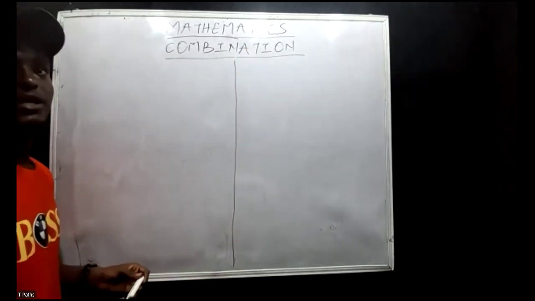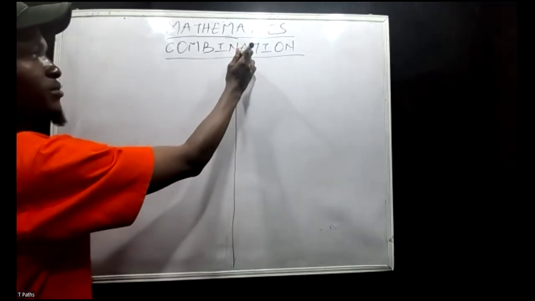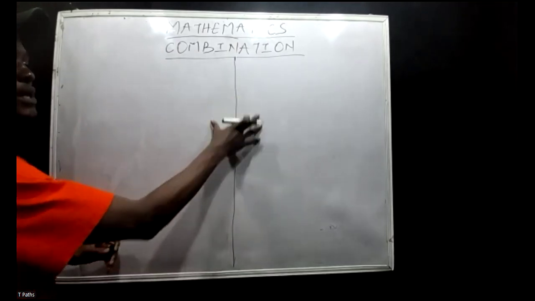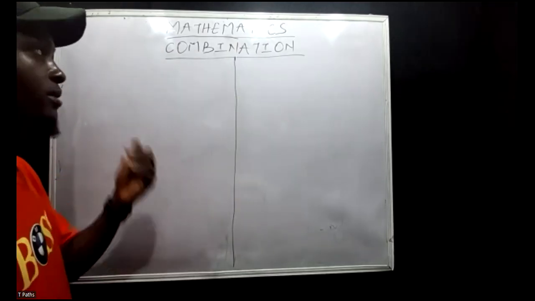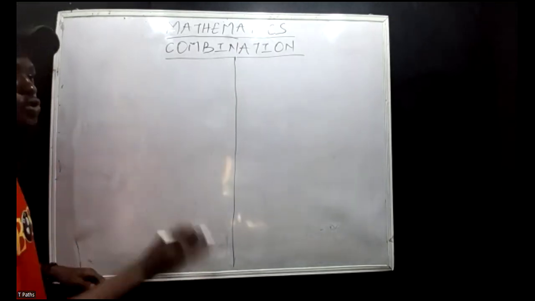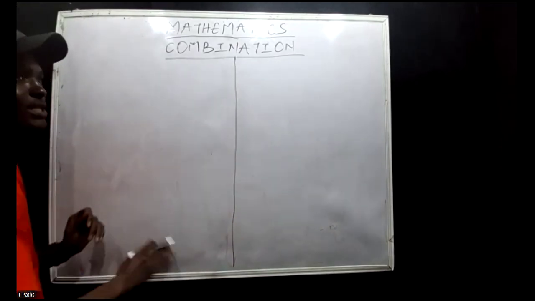We say that when we are dealing with permutation questions, order matters. When we are dealing with combination, combination also talks about selecting, but order does not matter. The arrangement does not matter. You are choosing, but the order does not matter.